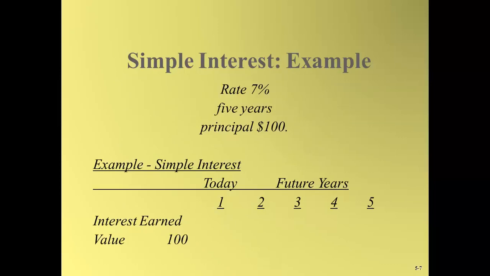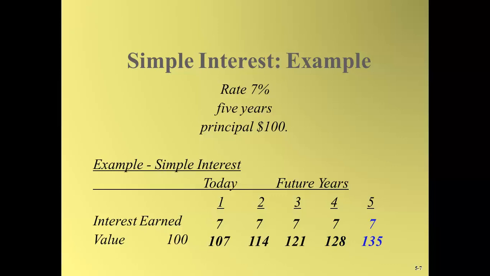Now, let's just do an example of simple interest. If the rate is 7%, we invest it for 5 years and the principal is 100. With simple interest, the 100 will become 107 after the first year, 114 after the second year. So we keep adding the $7. Now what's happening is we are pocketing these $7. So the $100 keeps working at 7% every year. 121, 128, and 135. That's simple interest.